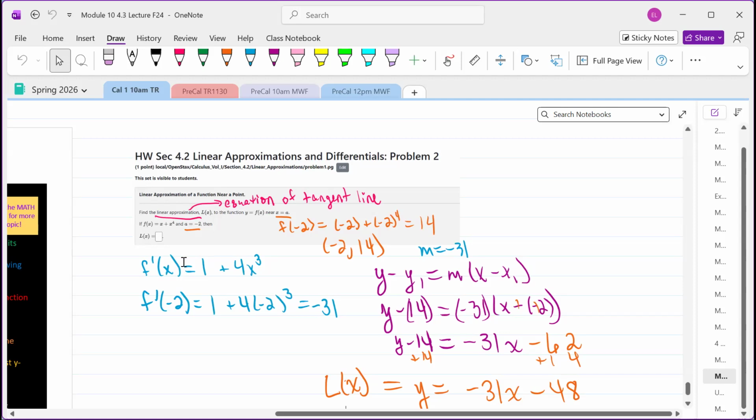So we take our function and find the derivative. Then we plug in the a value that they gave us to find the derivative at that number. That's the slope of the tangent line. Then we also needed the x and y value, the x1, y1, to find the equation of the tangent line.